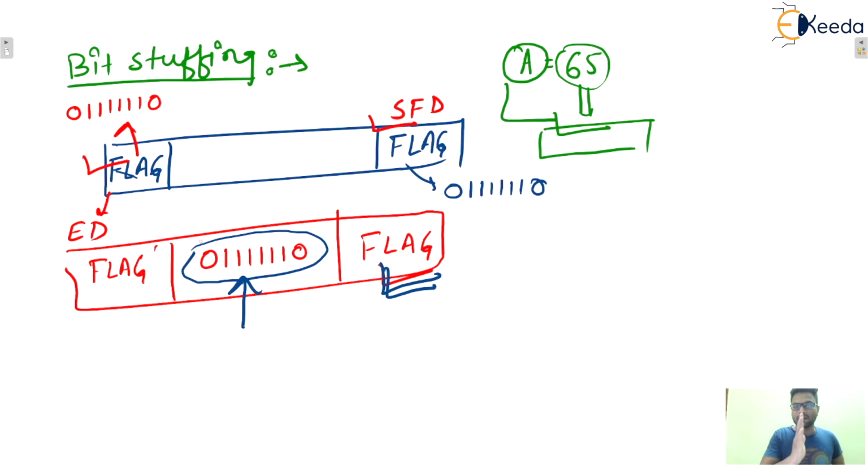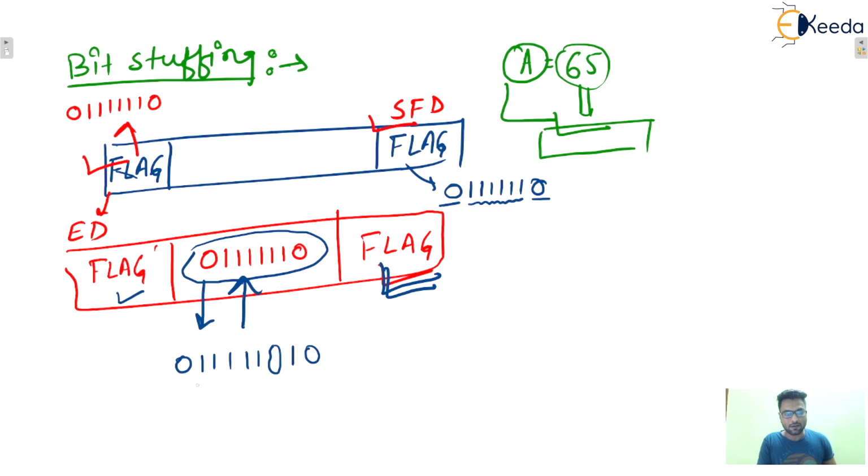Okay. Then the receiver will read up to this one, and this data is not considered as data. So what will happen during framing at the sender side? Whenever the data matches the flag, so what is the flag? 0 followed by 6 ones, then 0, isn't it? So whenever there is 0 followed by 5 ones in the data, then stuff one bit 0 after it. This is the rule.